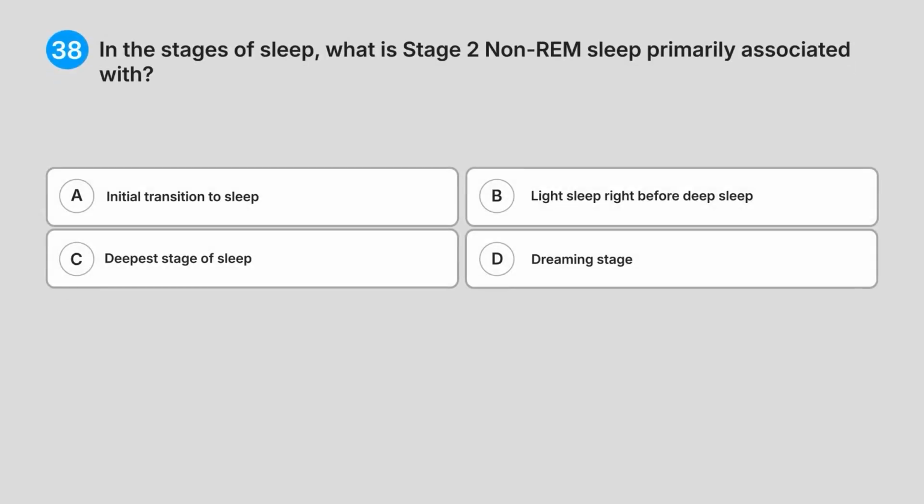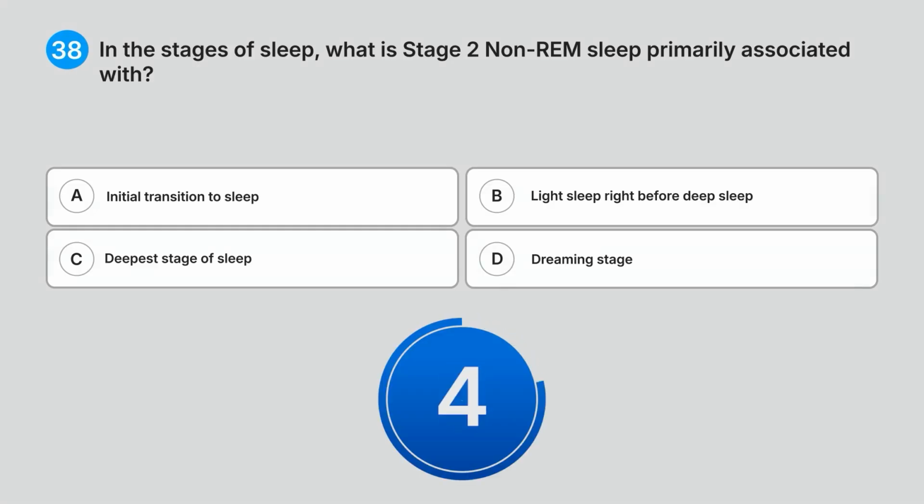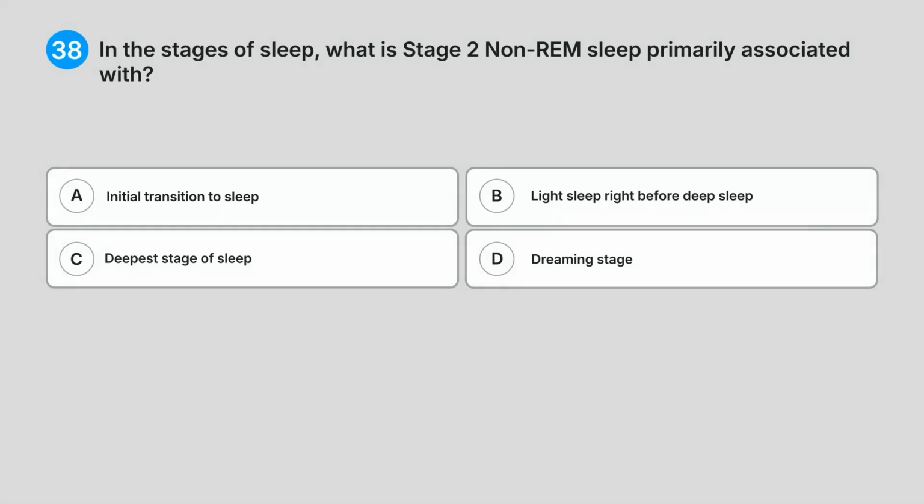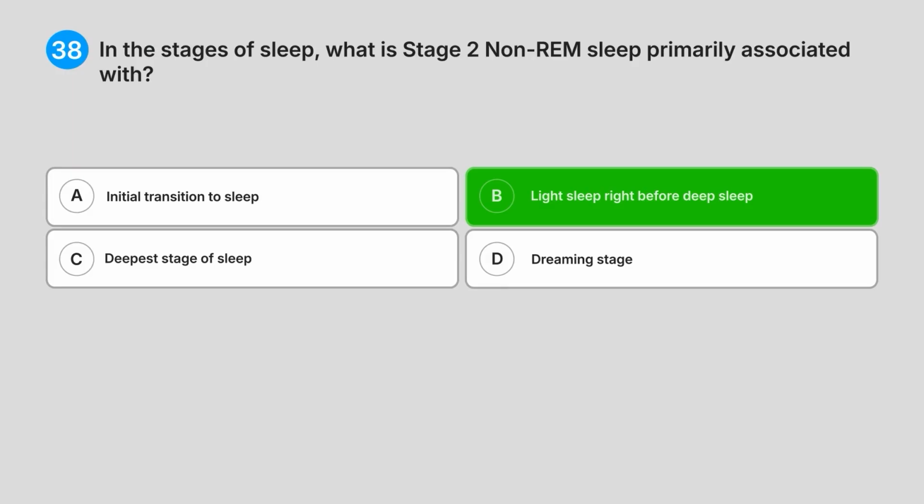38. In the stages of sleep, what is stage 2 non-REM sleep primarily associated with? A. Initial transition to sleep. B. Light sleep right before deep sleep. C. Deepest stage of sleep. D. Dreaming stage. Do you know the answer? Correct answer, B. Light sleep right before deep sleep.